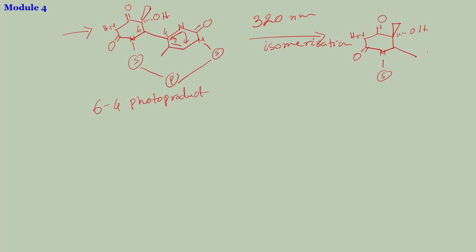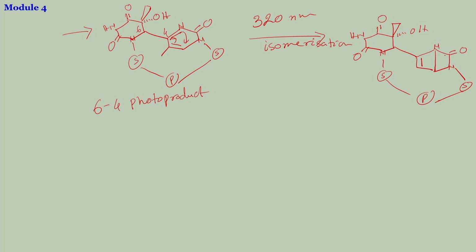Wait, here, if I write in this fashion, it will be N and straight this, and here will be a double bond. Can you recognize such kind of structure?